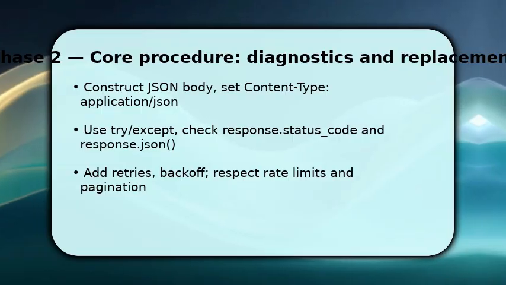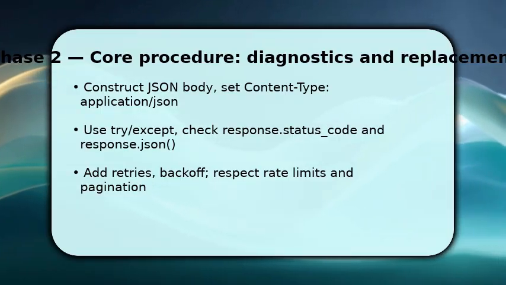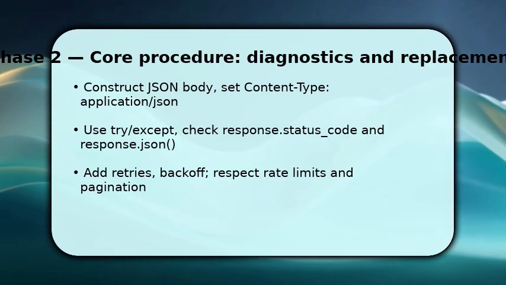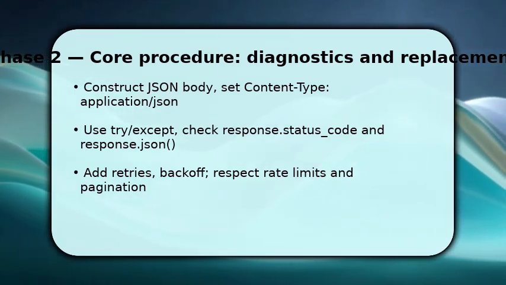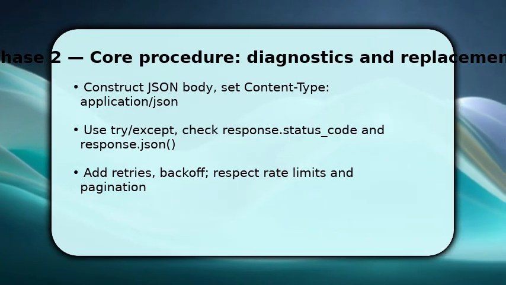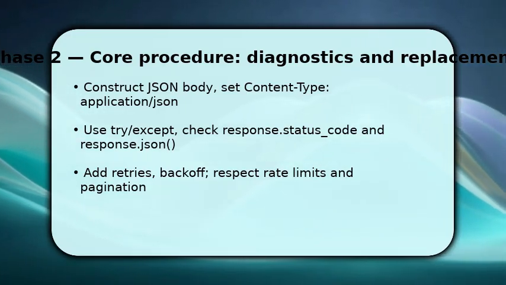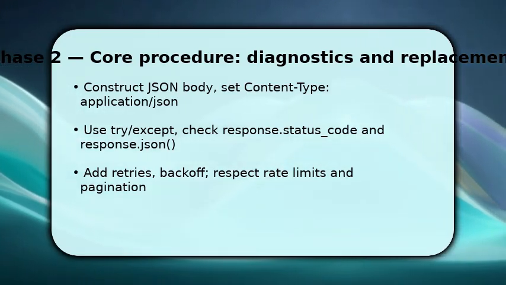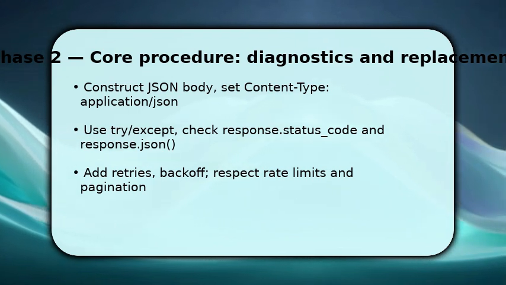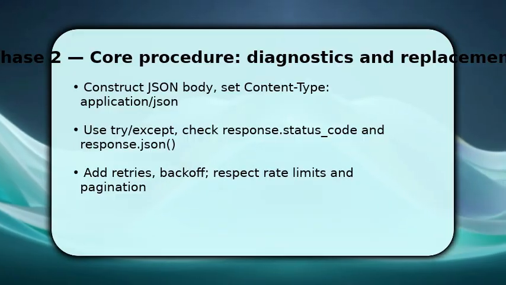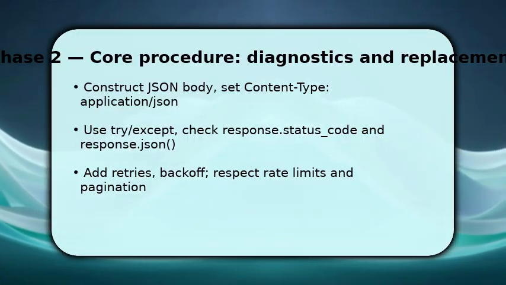Then send the request inside a try/except so network errors don't crash your program, and inspect response.status_code to branch logic on success or failure. If responses are paginated, iterate using next links or page params. Make retries with exponential backoff to handle transient failures, and include sleep to respect rate limits. This prevents throttling and keeps your client robust.